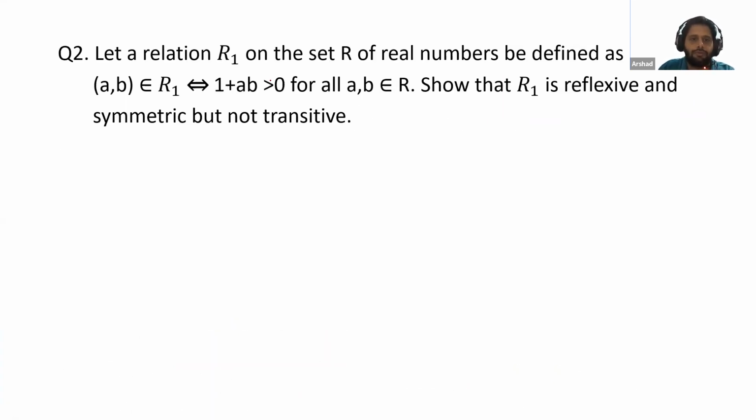Now, next question. This is a very good question. Let a relation on the set R be defined as given. Show that R1 is reflexive and symmetric, but not transitive. You need to show that this is reflexive, symmetric, but not transitive. So please try to solve this question and share your answer. We will do it one by one. So in the question, it is given that this is reflexive. Again, the same step. Please do this. And the same step for symmetric, then check for transitive.